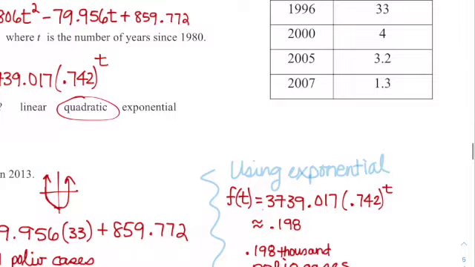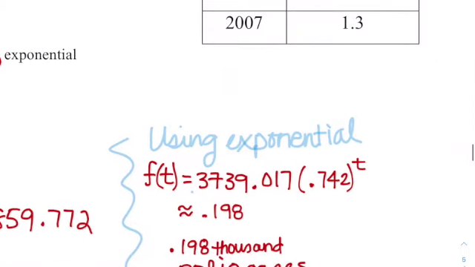So here's my exponential model calculation. After I do the calculation with the exponential model, I plug in t as 33, and there's 0.198 thousand polio cases left after 33 years. So I really prefer this number better. The polio cases just get less and less.